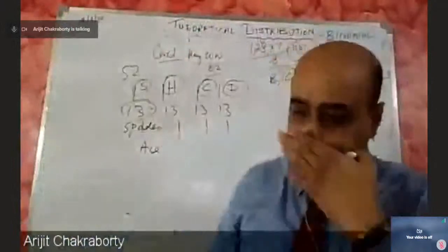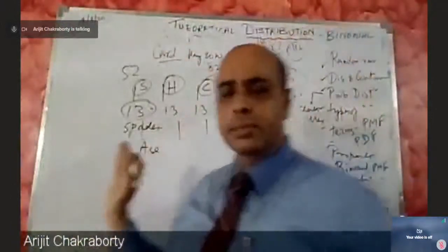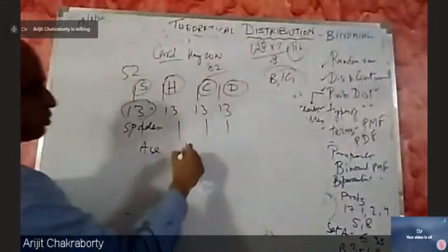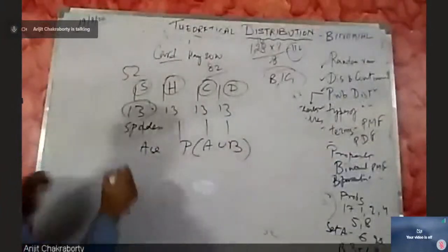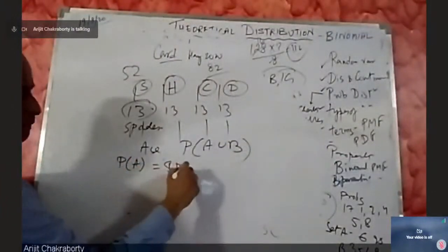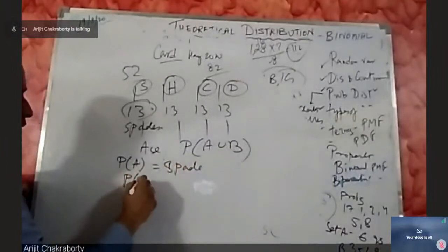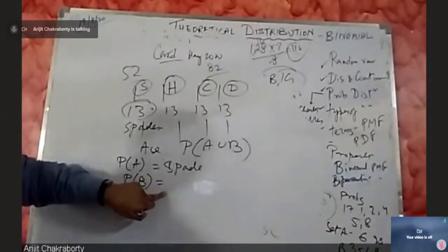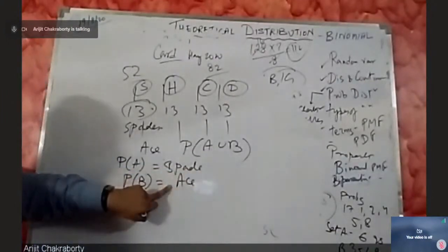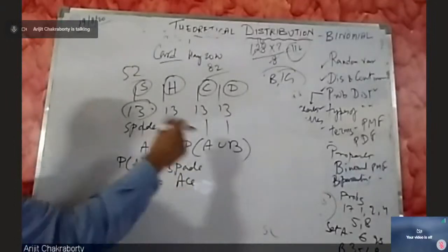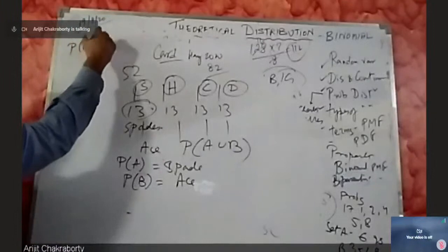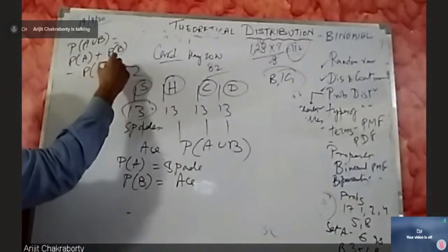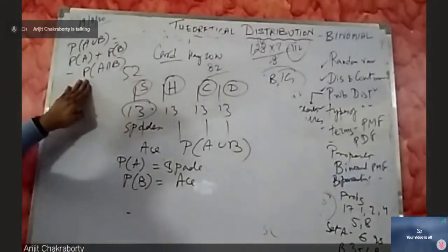Now this is there in the solution also, I'm just explaining. This actually uses the formula P(A union B). Here P(A) is the probability of a spade, and P(B) is the probability that you are picking an ace. We know that P(A union B) is equal to P(A) plus P(B) minus P(A intersection B). You know this and we have discussed this many times.